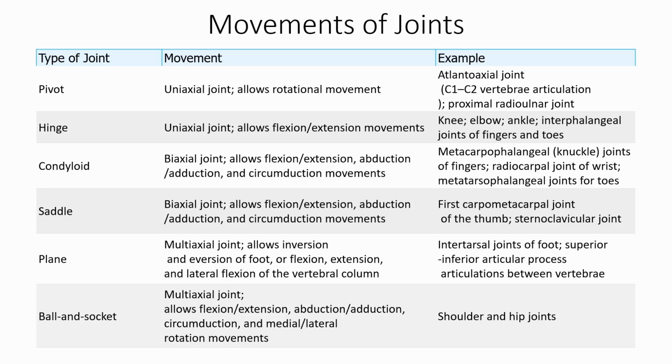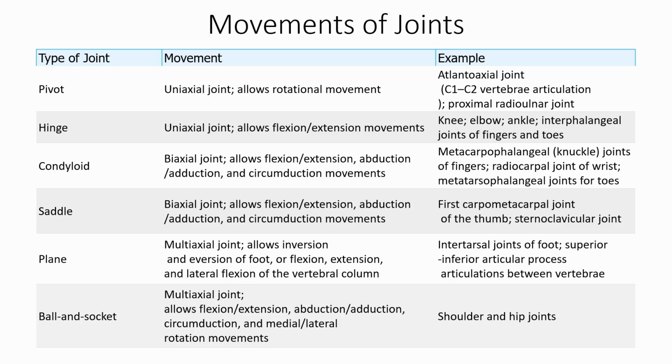The hinge joint is just going to allow for flexion and extension, so moving a limb out or in. The condyloid, this is going to allow for flexion and extension, but it can also allow for abduction and adduction, as well as circumduction movements. And then the saddle, this is going to allow for the same things: flexion and extension, abduction, adduction, and circumduction, so like your ability to move your thumb.